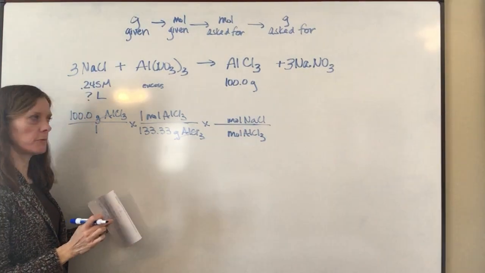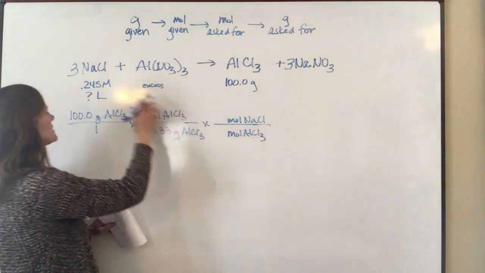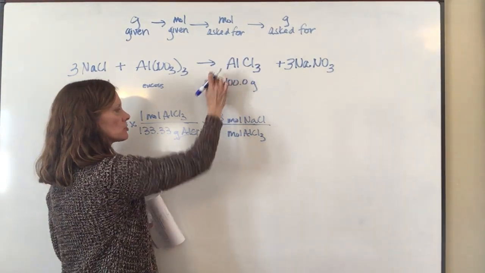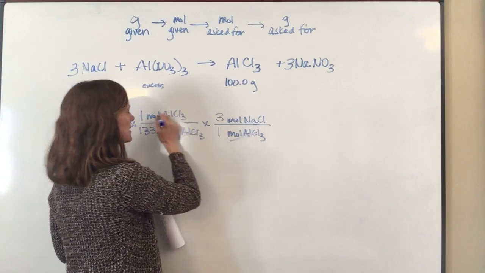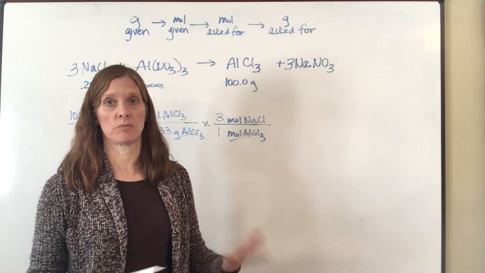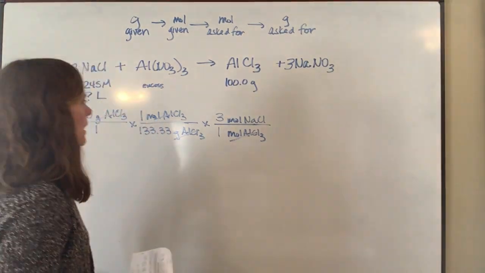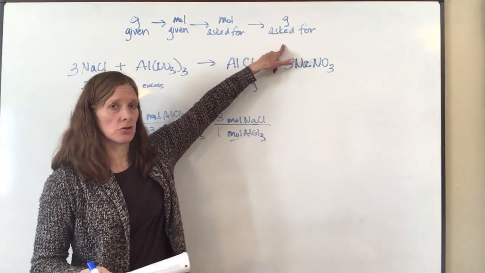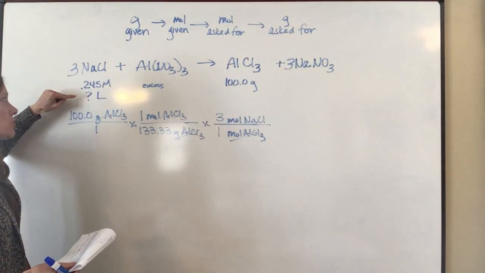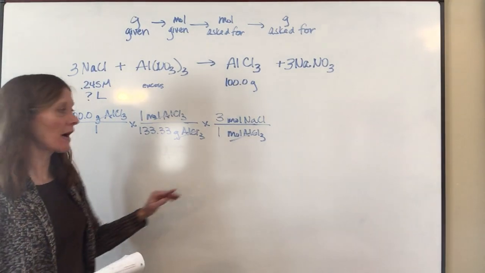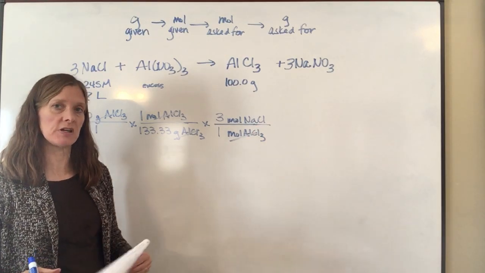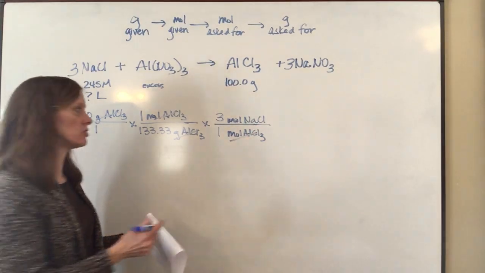Remember that these numbers come from the balanced equation. So in front of the NaCl, I have a 3. In front of the AlCl3, there's a 1. So this cancels out. Now this is where you have to watch, because if you don't, you may end up doing extra work that you didn't need to do. I could go ahead and convert this to grams, but that's not what I need to know, because my NaCl is in solution and I'm asked for a number of liters. So I need to stop where I am right here and go ahead and calculate moles of NaCl, because then I'm going to use the molarity equation after that.